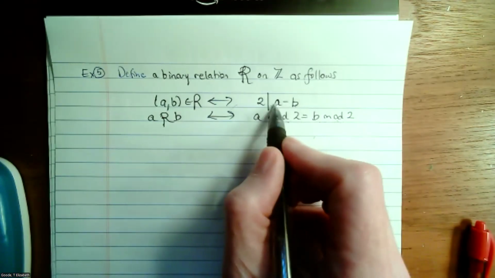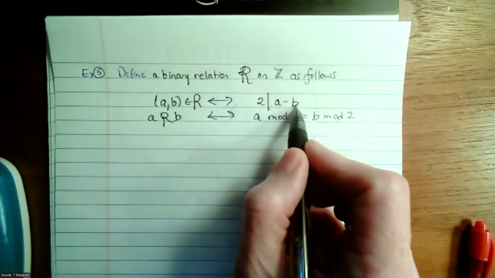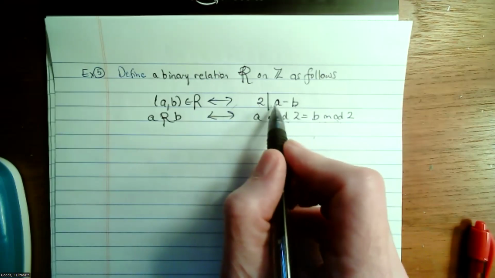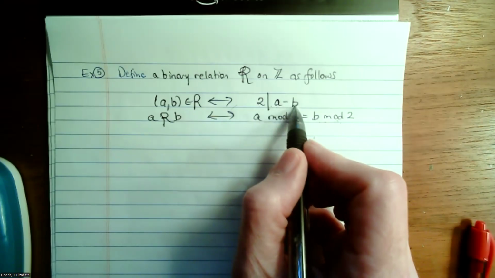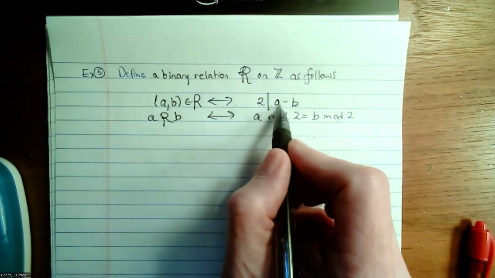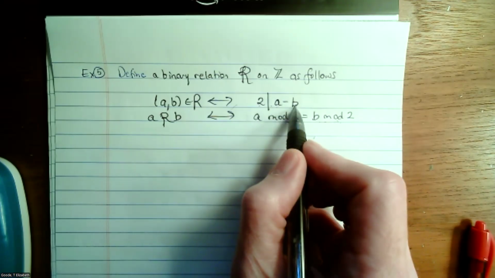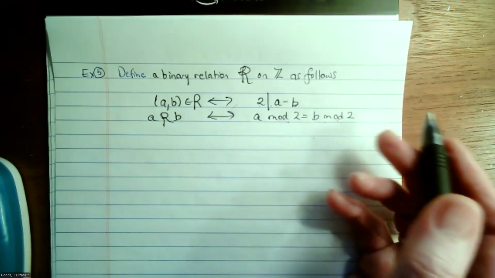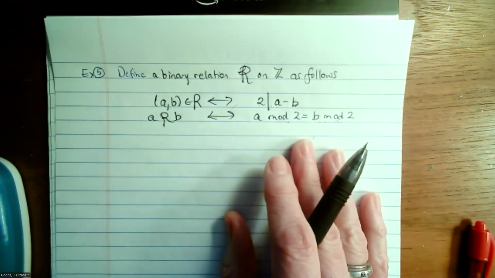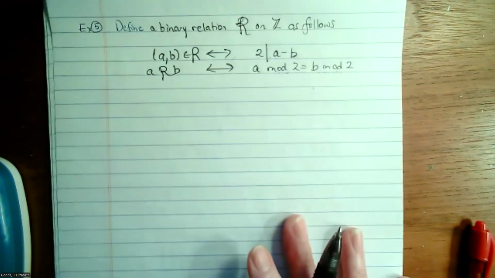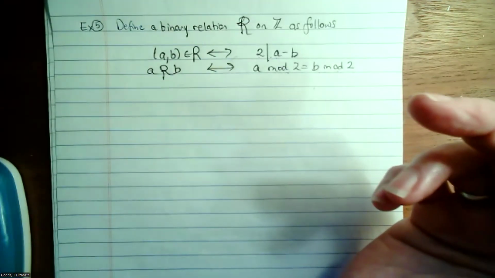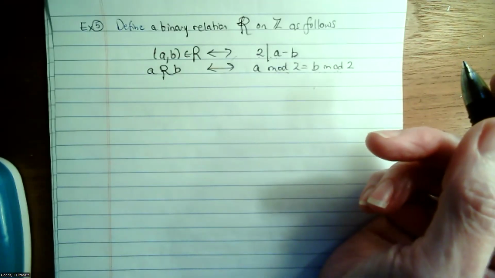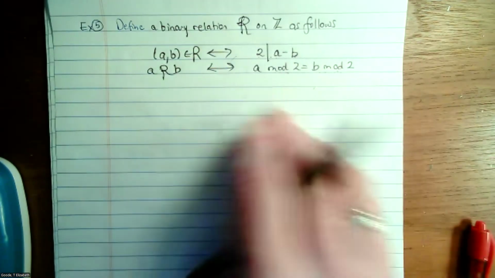But that amounts to looking at the distance between A and B on the number line. And if that distance is divisible by 2, then A and B have to have the same parity. This only happens, that 2 divides A minus B, if A and B are both even or both odd. So these are just two different ways to define the same relation. But I wouldn't want you to sit there and write all of the ordered pairs in this binary relation, because you can't, since it's infinite. There are an infinite number of ordered pairs in this relation.